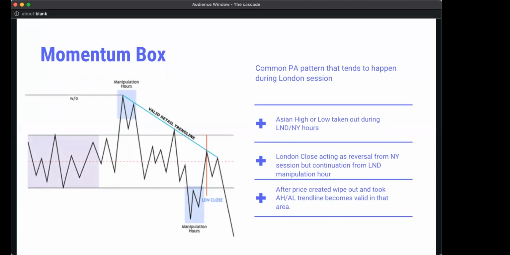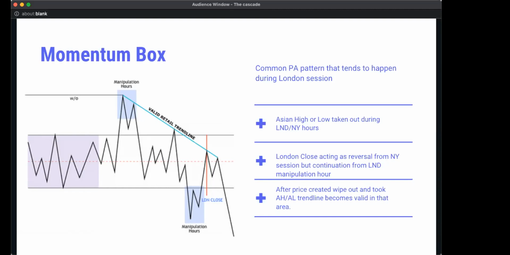So basically, momentum boxes. What do we mean by that? By the way, everybody understands Asia range, right? Everybody understands the Asia session and the job of the Asia session, right? The price usually during London takes either Asia high or Asia low. Everybody knows that. It's a common SMC thing that occurs. So price will go for Asia high or Asia low.